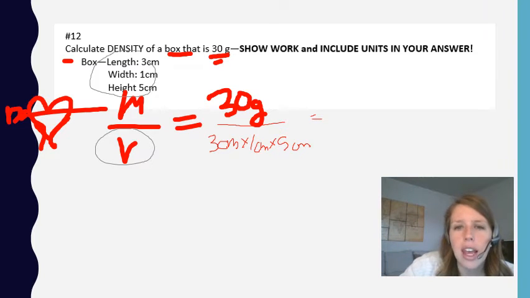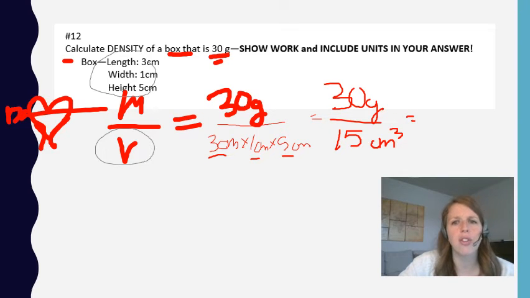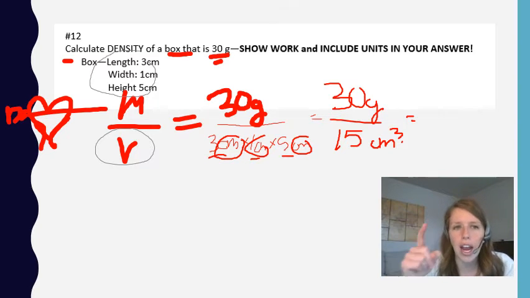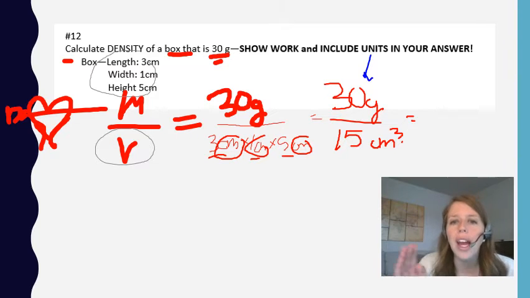So now we still have the 30 grams, but we're going to divide it by 15, because that was 3 times 1 times 5. And remember, it's 15 centimeters cubed. Why is it centimeters to the third power? Well, because we multiplied 3 centimeter units together. Okay, so look right here, 30 grams divided by 15 centimeters cubed.